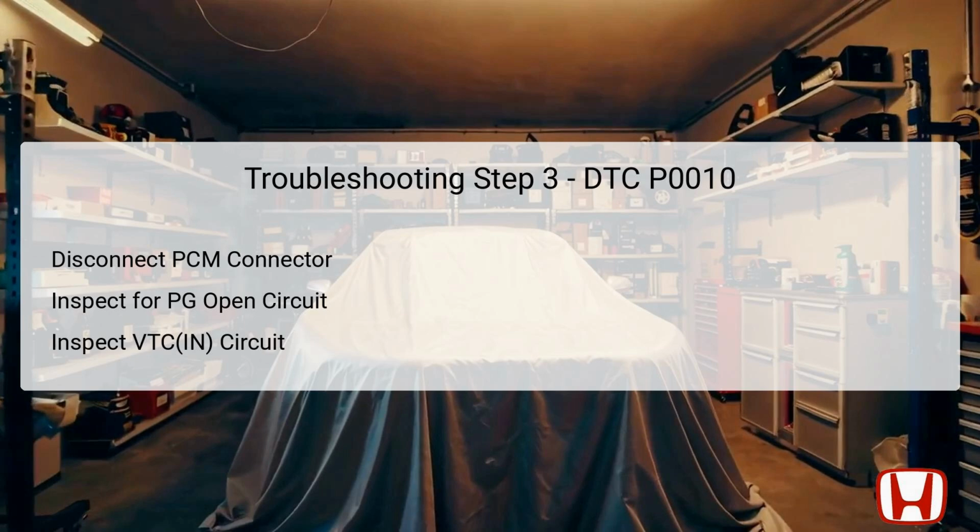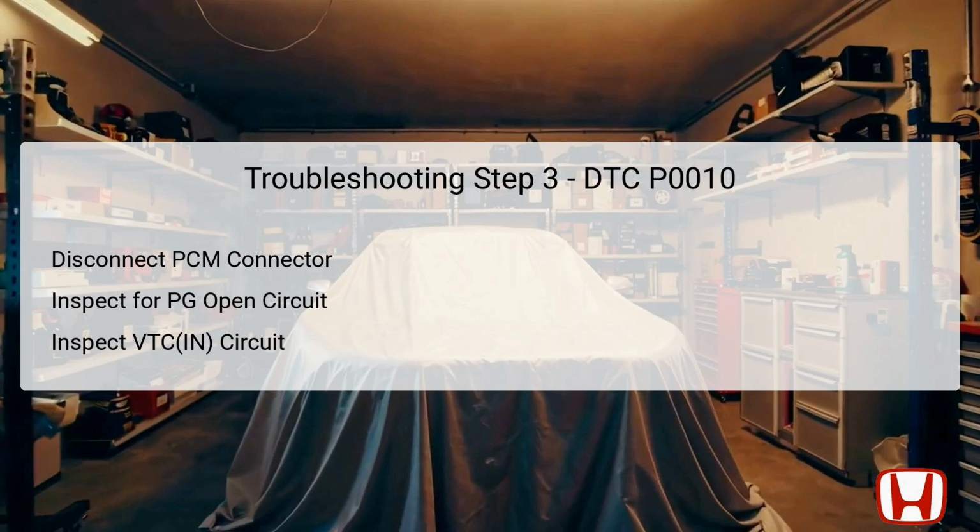The VTC oil control solenoid valve A is connected to the PCM via two crucial signals, VTC in and the PG circuit. The inspection method involves checking the PG circuit and the VTC in circuit for continuity. Specifically, the technician should verify that both circuits show less than 1 ohm resistance in an open wire inspection.